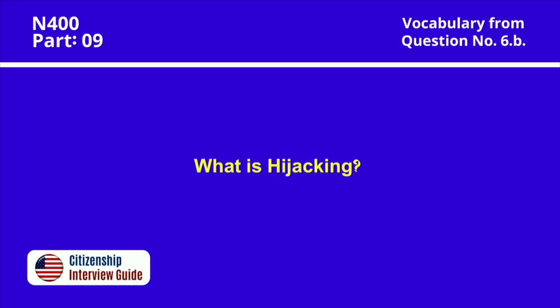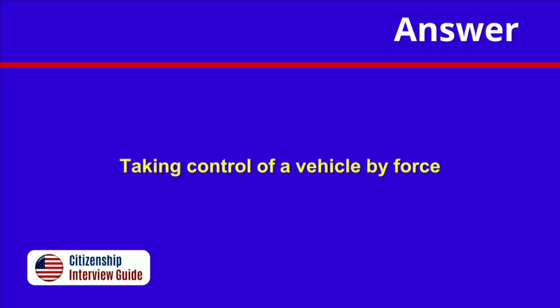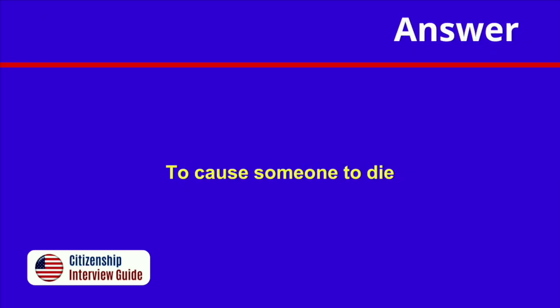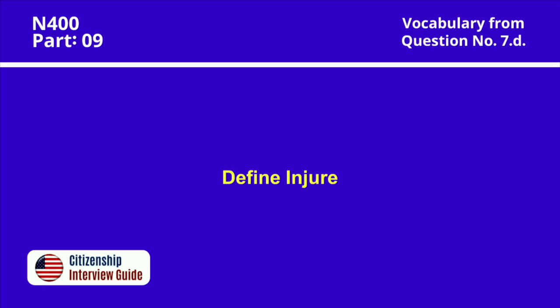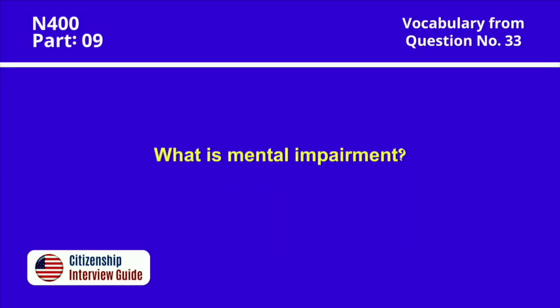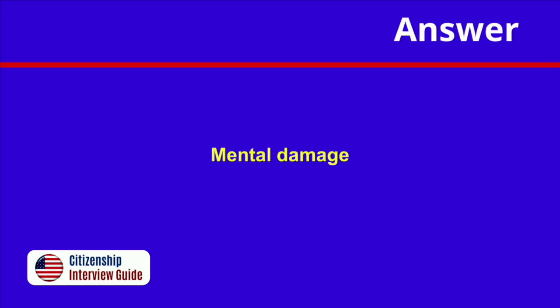What is hijacking? Taking control of a vehicle by force. Do you understand the meaning of killing? To cause someone to die. Define injure. To hurt someone. What is mental impairment? Mental damage.